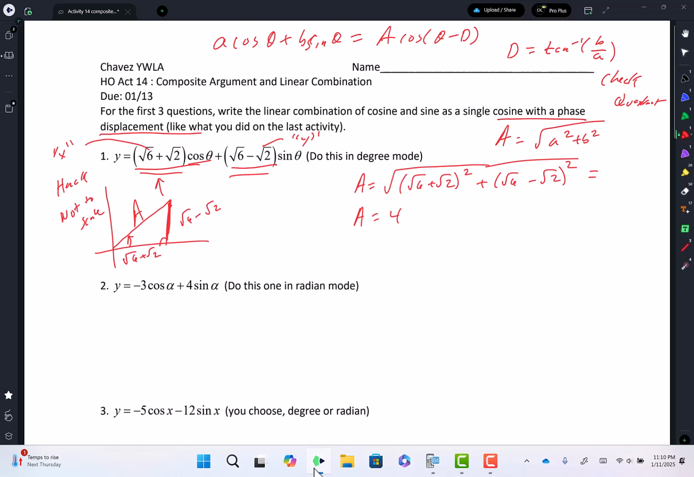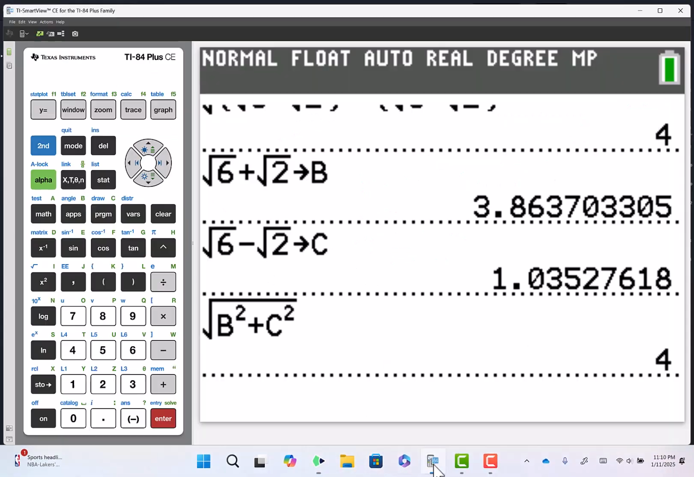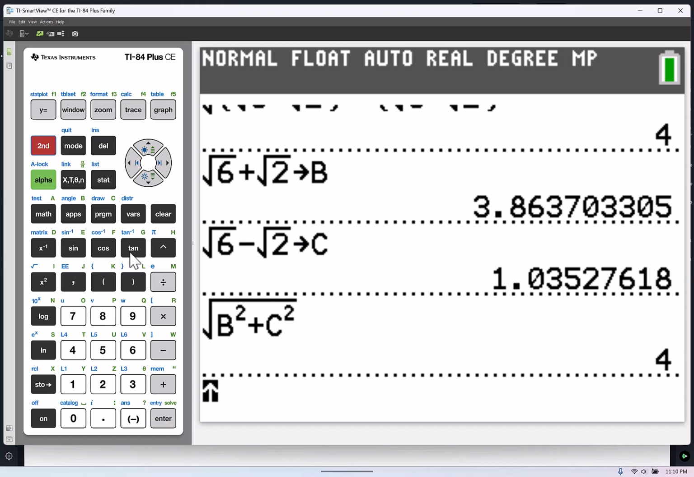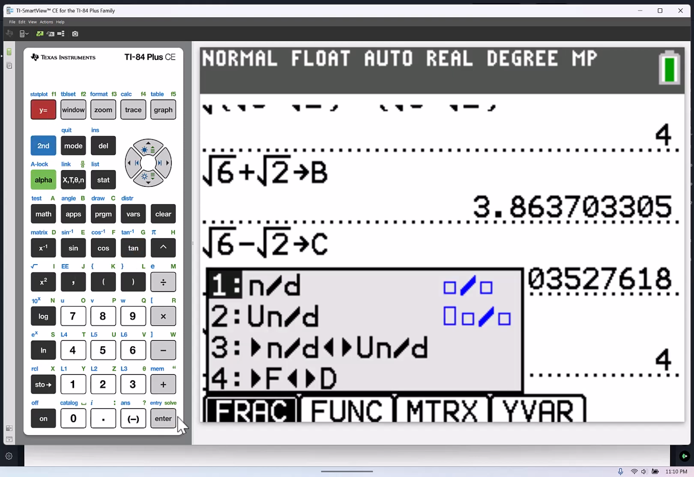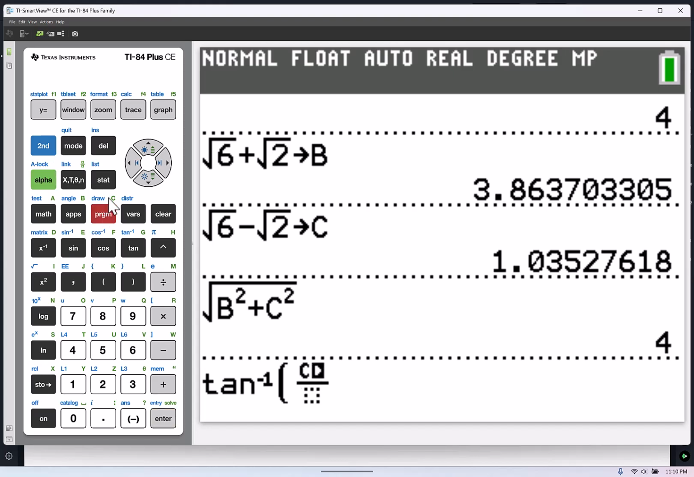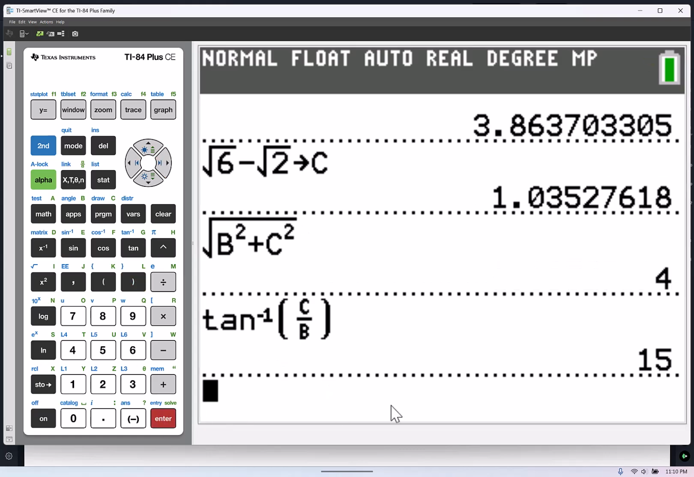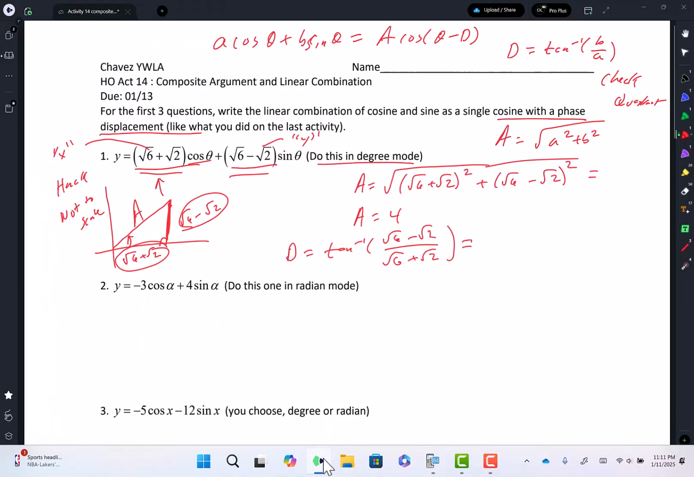And then your angle, this is in degree mode. Do this in degree mode. So your angle is just going to be this guy over this guy. So arctan of square root of 6 minus square root of 2 over square root of 6 plus square root of 2. Now remember, I already have this in my letters, C over B, so I can just go arctan of C over B. And voila, there it is, 15 degrees. See? And there it is, guys.